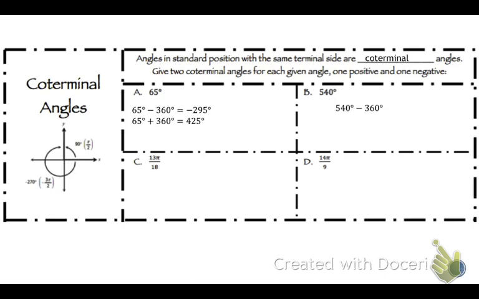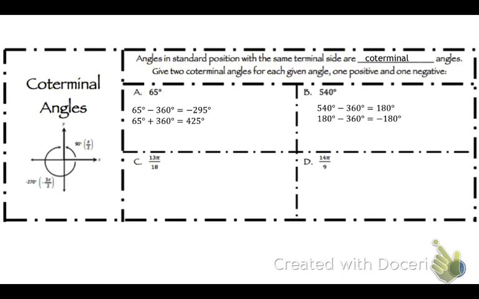Now we have 540, so we're going to do 540 minus 360. That is 180. So we're going to subtract 360 again from 180. So we're going to do 180 minus 360 is negative 180. Okay, so that's degrees. Degrees are pretty simple.